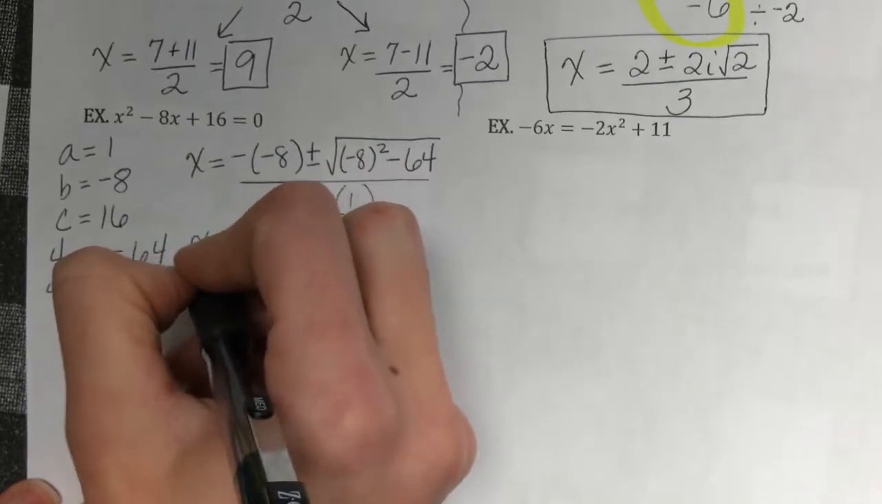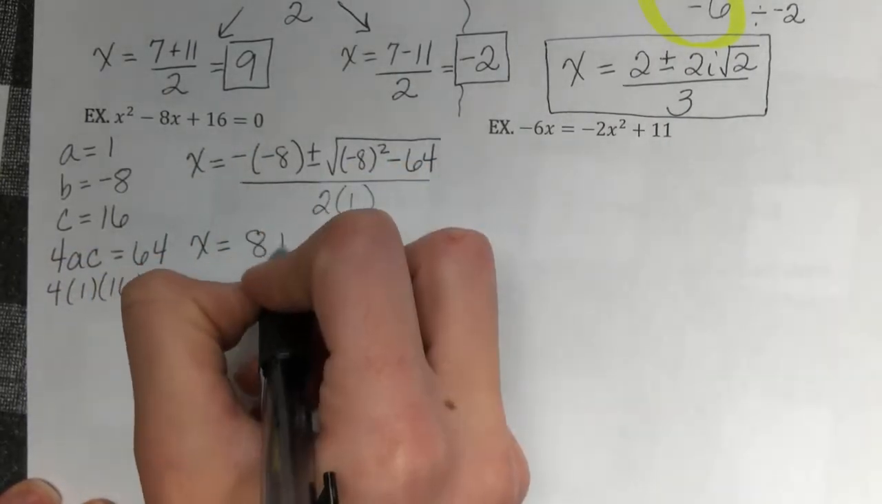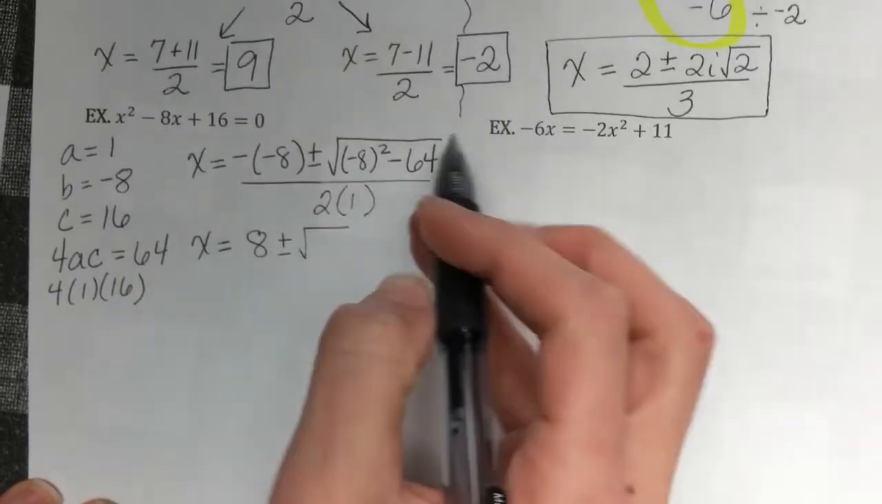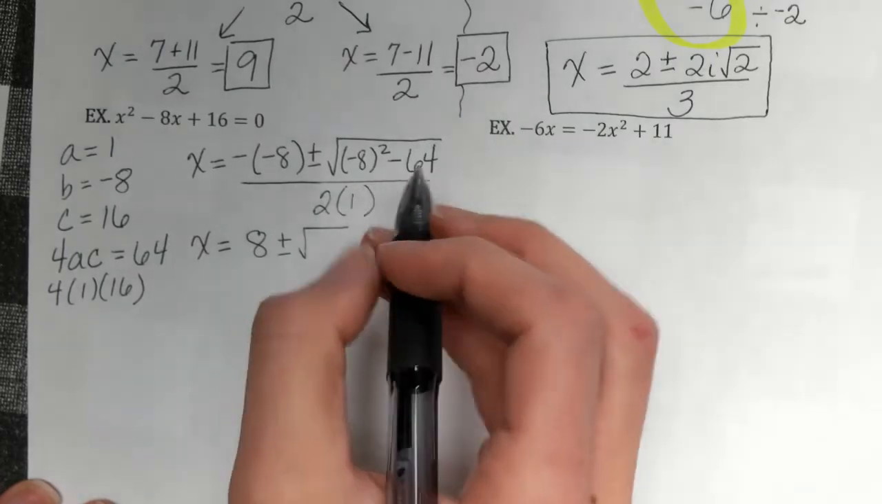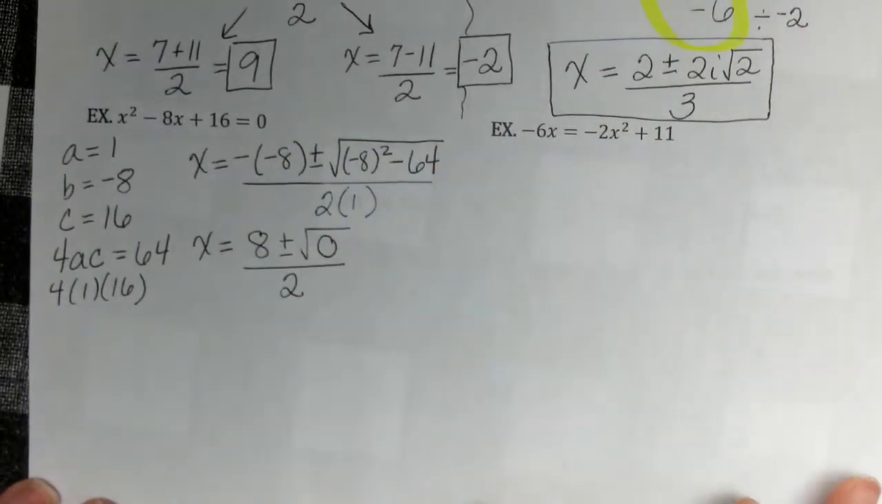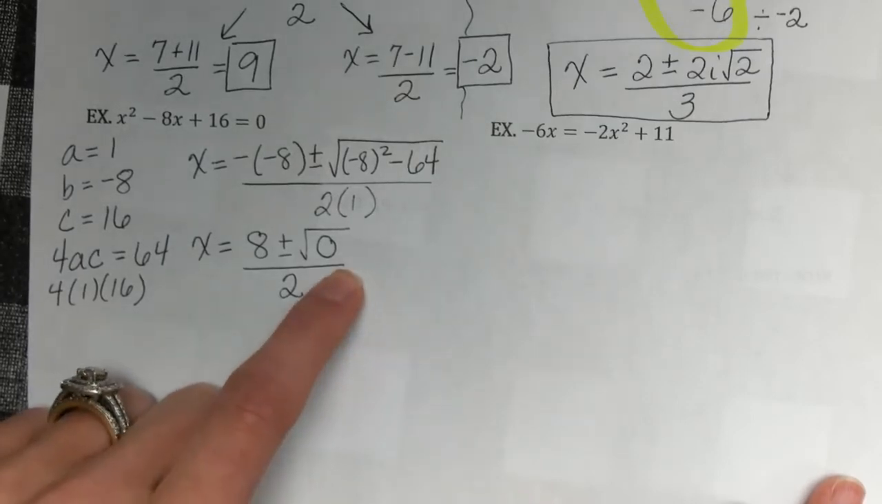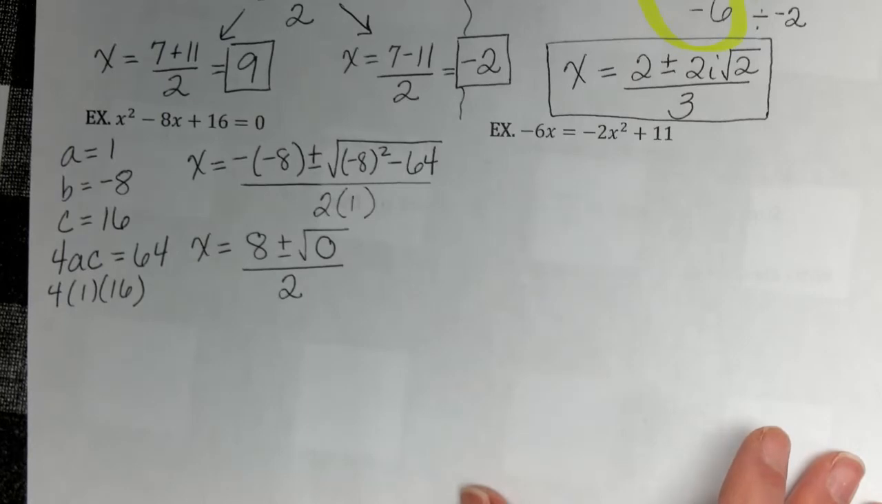Okay, so I clean it up. X is equal to a negative 8 turns into positive 8 plus or minus the square root of, I've got a 0 there because negative 8 squared is 64. 64 minus 64 is 0, all over 2. Okay, well, what's going to happen when I have the square root of 0? It's just 0. So do I need 8 plus and minus 0 over 2?